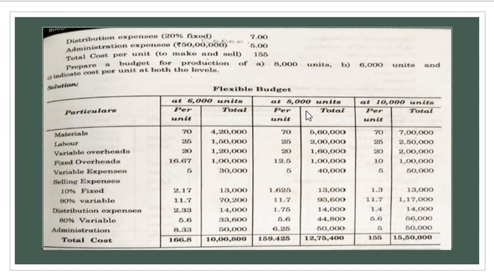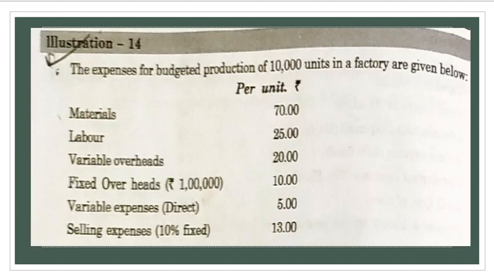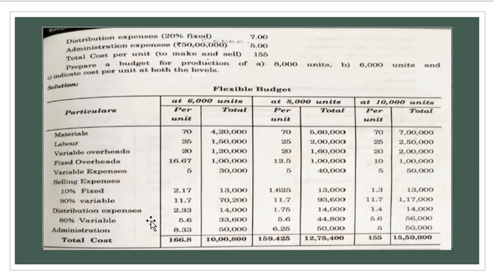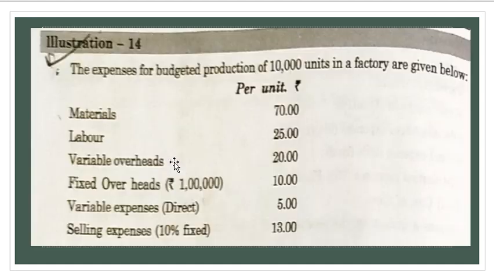Then we have fixed overheads and variable overheads as per the question. I'm sorry, we have variable overheads direct, which is 5. As I've told, when it is variable expenses, the cost per unit will remain the same. For fixed cost, the units will fluctuate, but the amount will remain the same. So you can understand by this. Fixed overhead is 1 lakh. The cost per unit is 10.